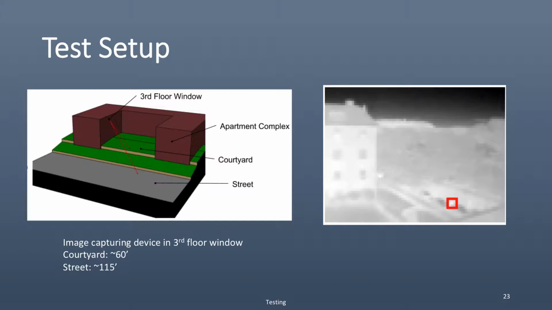For the scene setup, the device was placed in a third-story window of an apartment complex with a view of the courtyard, which is approximately 60 feet below the window, and the street, which is approximately 115 feet away. The image on the right is an example of what the image capturing device was viewing at the time of the test.